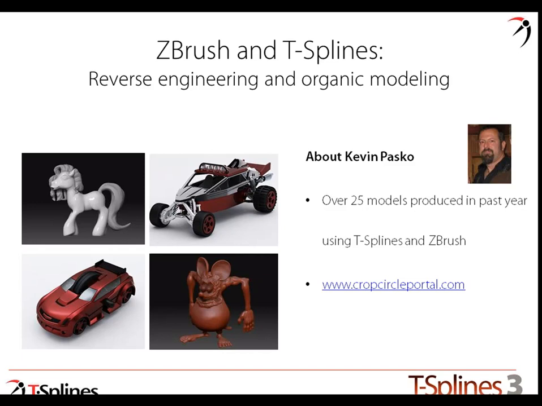Some background on Kevin. Kevin Pascoe received a BFA in toy design from FIT in 1996. Since then, if there's a toy company you could think of, he has worked for them, either internally or as a vendor. Kevin uses a variety of software tools in his daily work at his private design consultancy, including Rhino, SolidWorks, ZBrush, and T-Splines. As we mentioned earlier, in the last year, he's produced over 25 models for manufacturing using T-Splines and ZBrush. You can learn more about Kevin at his website, cropcircleportal.com, and he's available for freelance work.